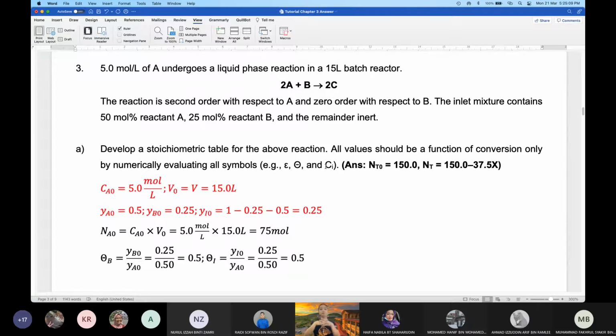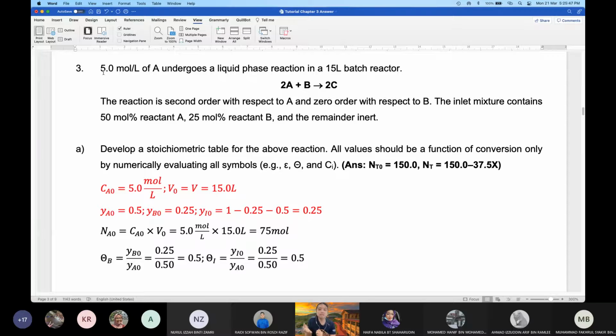Okay, now we go to question number 3. So question number 3 now says 5 mole per liter of A undergoes a liquid phase reaction in a 15-liter batch reactor. Okay, so kalau kamu perasan, the sentence is very short sentence, right? But in this sentence, there are actually 3 information dalam satu ayat yang kamu kena betul-betul tangkap dan faham. Okay, first information adalah 5 mole per liter of A undergoes reaction. Maksudnya adalah, first of all, 5 tu adalah apa? Mole per liter tu apa?